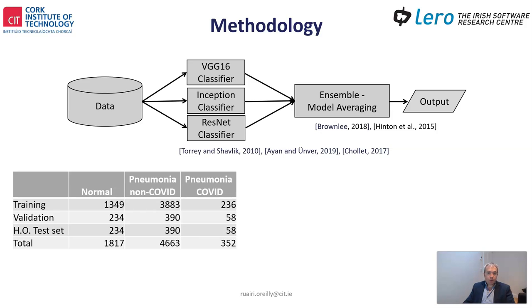VGG16, Inception, and ResNet were the three transfer learning models chosen for image classification. Tenfold cross-validation was used in training the transfer learning models for both binary classification and multi-class classification. The ensemble learning technique used in the work is model averaging, as it is a simple way to improve the performance of machine learning algorithms. A holdout test set was used to enable the validation of the ensemble-based approach on unseen data.